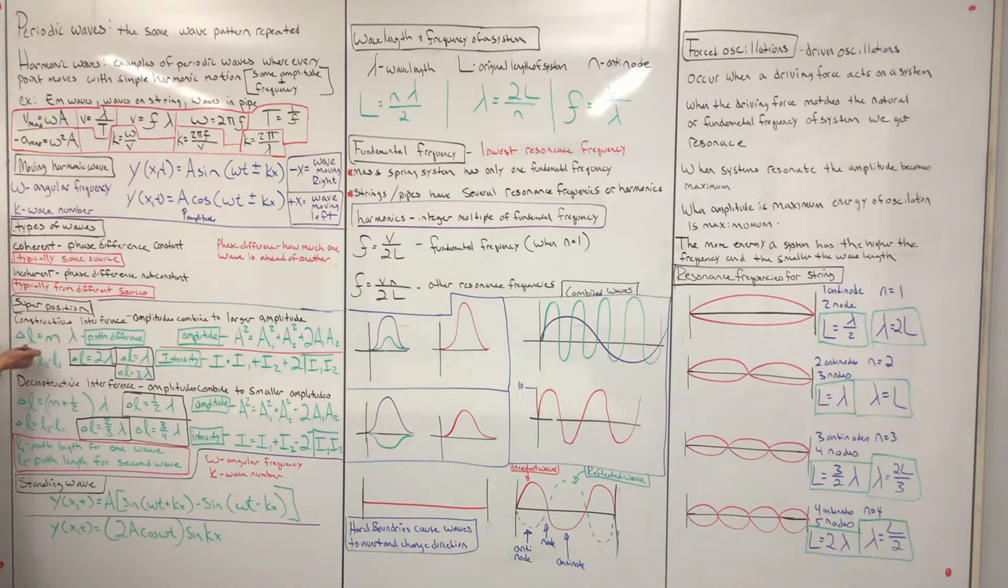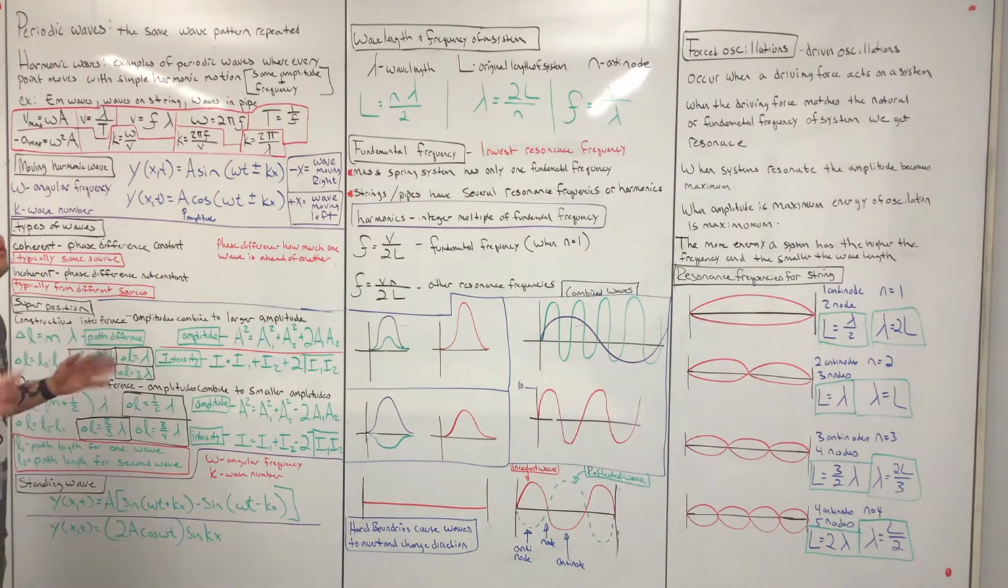So if we look at the difference in path length, where that change in L is L2 minus L1, the distance one wave traveled minus the distance the other wave has to travel, okay? When that change in L equals whole integers, like lambda, 2 times lambda, 3 times lambda, 4 times lambda, that's how we know we're getting constructive interference.